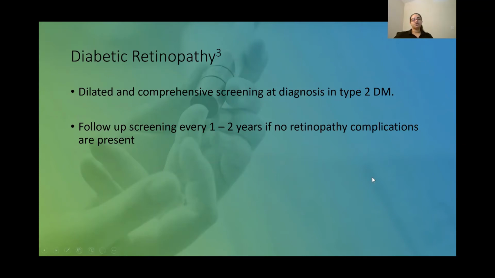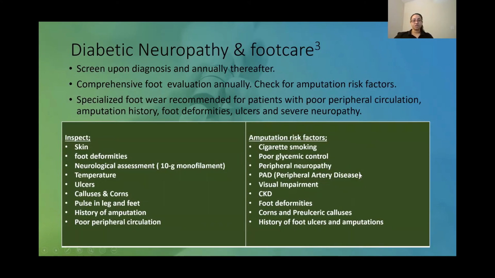Patients should be screened with a dilated and comprehensive screening for diabetic retinopathy at diagnosis of type 2 diabetes. And if the patients were not found to have retinopathy complications, a follow-up screening should be done every 1 to 2 years. Now, patients should be screened for diabetic neuropathy upon diagnosis of type 2 diabetes and annually thereafter. A comprehensive foot evaluation should be done annually.